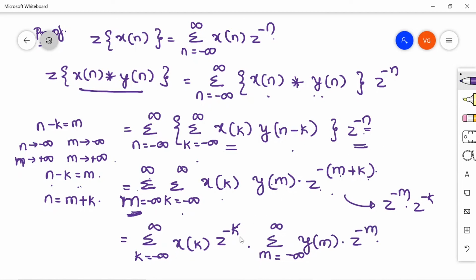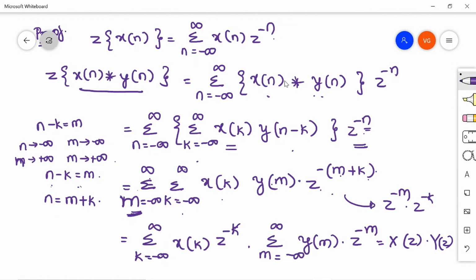So now you can observe one thing. See, the first term is in the form of your definition, z transform of x of n definition, right? Instead of n, I have k. Sigma k is running from minus infinity to infinity, x of k z bar minus k, multiplied by, again, see, second term, sigma m is running from minus infinity to infinity, y of m z bar minus m. Again, this is also z transform definition. So this is the z transform of x of n, and this is the z transform of y of n. So this is nothing but X of z multiplied by Y of z, right? So this is how this is derived.